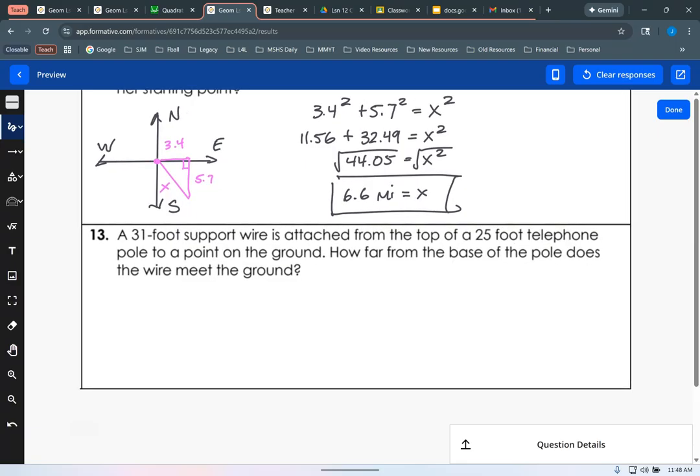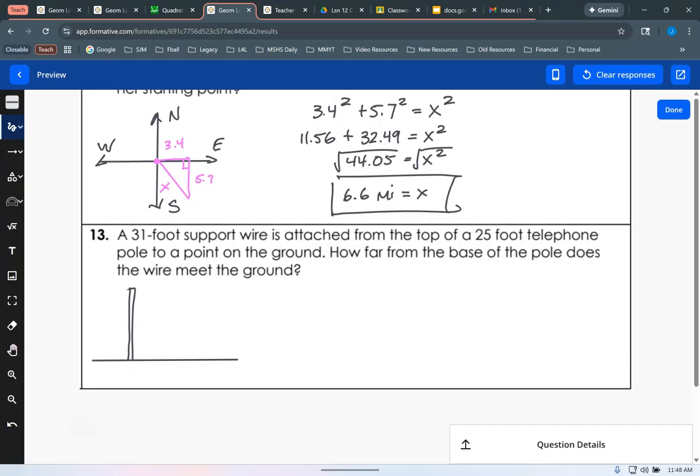A 31-foot support wire is attached to the top of a 25-foot telephone pole to a point on the ground. How far from the base of the pole does the wire meet the ground? Okay, well, let's maybe start drawing some pictures and see if we can figure it out, right? So let's start with some ground. And we need a telephone pole. There we go. There's a telephone pole.